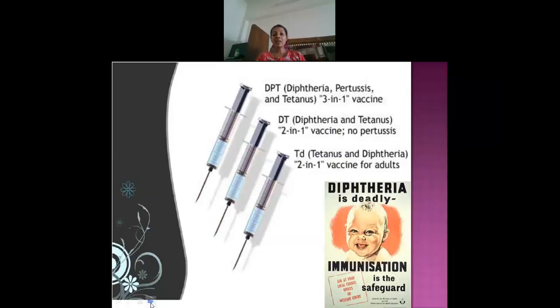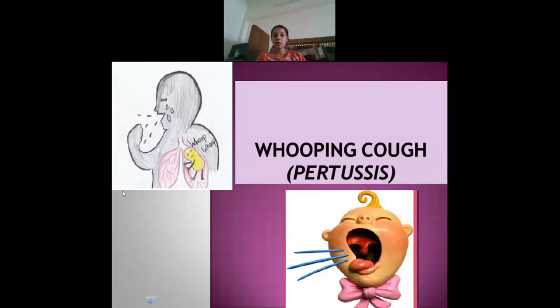Other than that, nowadays we also have the DT vaccine. DT refers to the diphtheria and tetanus vaccine. Here in this, we are not giving for pertussis. Next, we have the TD vaccine. TD vaccine refers to tetanus and diphtheria, and that is usually given to children. So this is all about diphtheria.